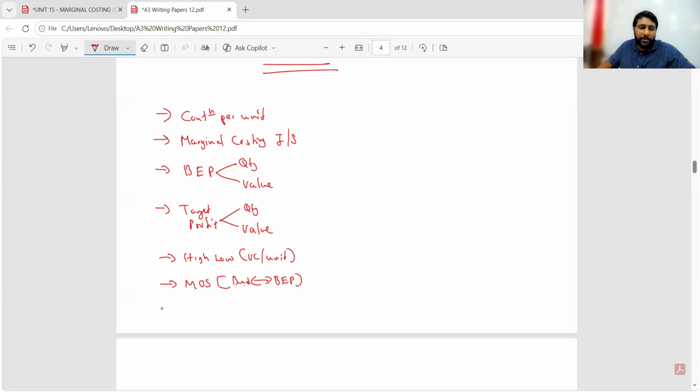Then CS ratio means C divided by S. From the sales, how much is the contribution? If the contribution is 40%, variable cost is 60%. If the contribution is 30%, variable cost is 70%. That is the CS ratio. From the sales, how much is the contribution. Another small part is there in the CS ratio.